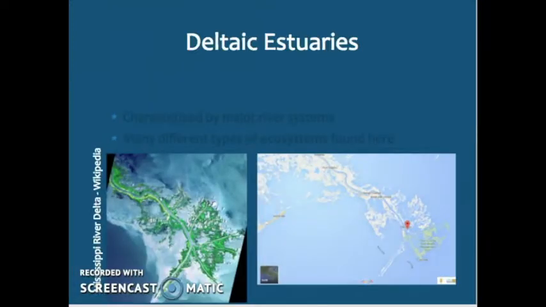And then another type of estuary that's very similar are deltaic estuaries. These are characterized by major river systems, and this is the Mississippi River Delta. So the Mississippi River carries sediment down and then deposits it along its path out here and creates new land as it goes, and then this land in here is considered an estuary.